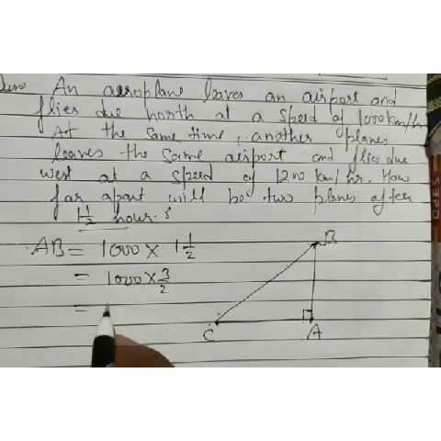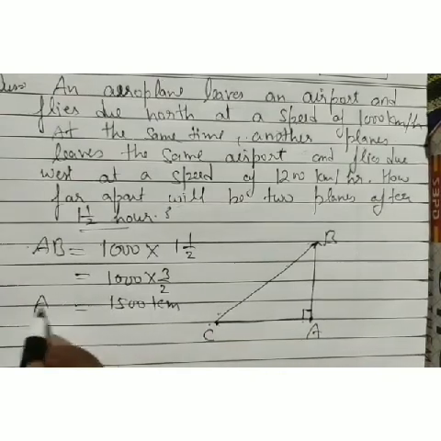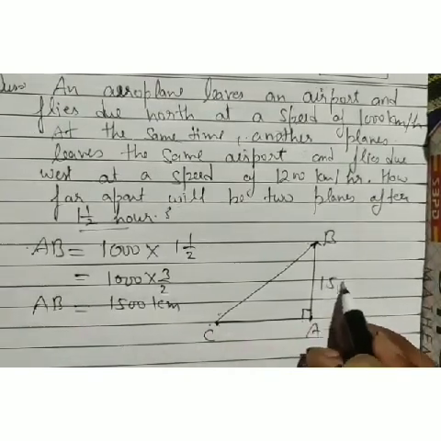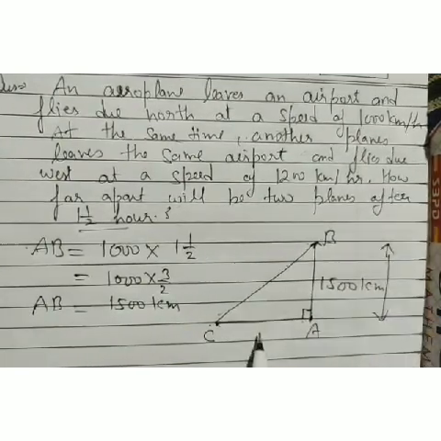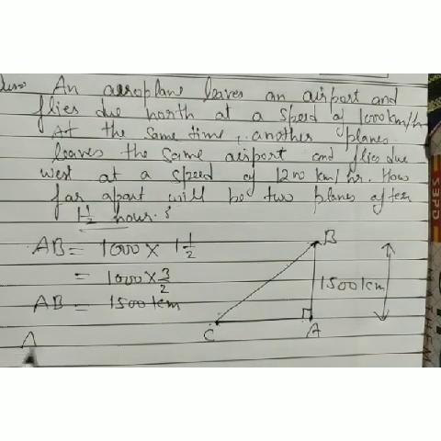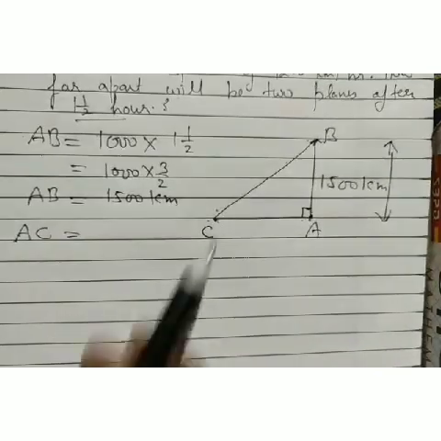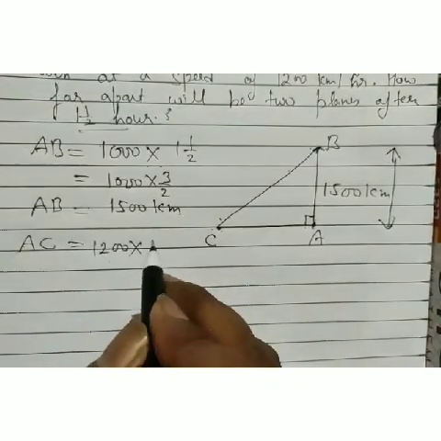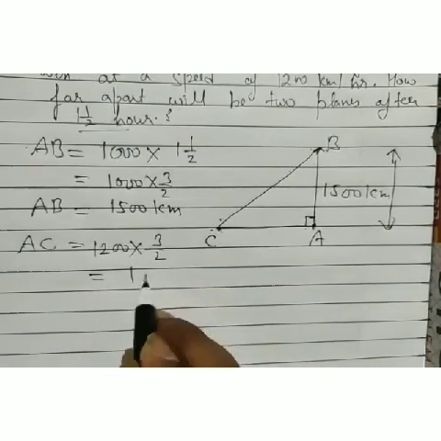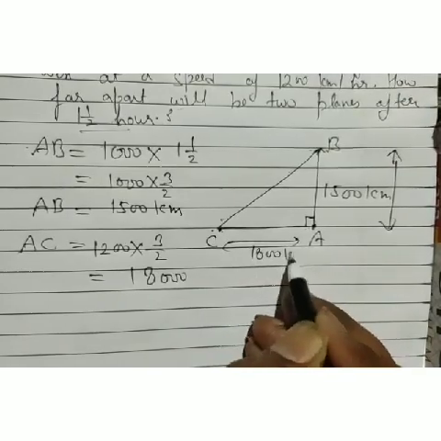Then we get 1500 km. Our AB is 1500 km. Now what about AC? In AC, our plane moves with a speed of 1200 km per hour in the same duration. Speed 1200 into time, and we get this distance as 1800 km.